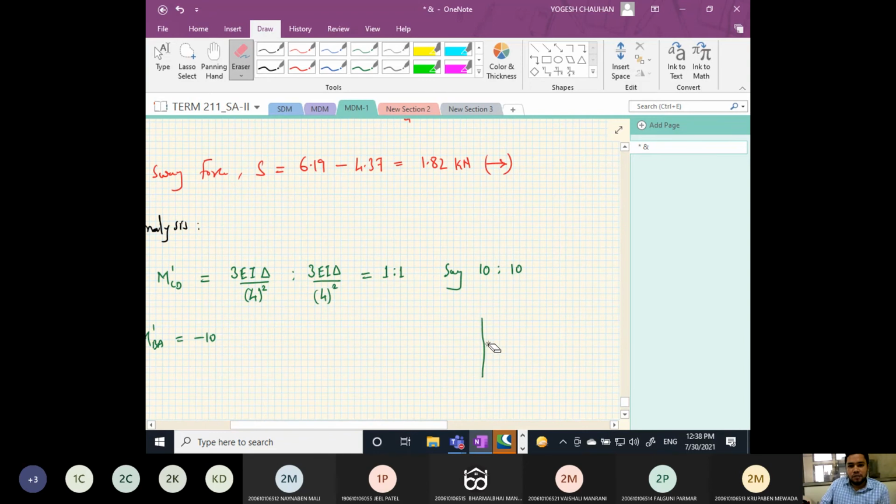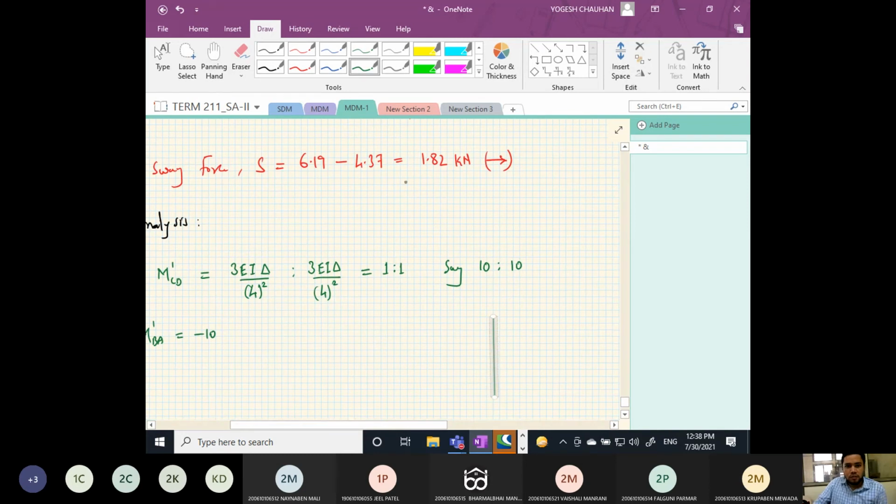That means if the frame sways towards right, the moment developed in the frame will be in anti-clockwise direction. Okay, that will be 3 EI. So actually this is negative. This is negative, this is negative, but this will not affect the proportion because both are negative.